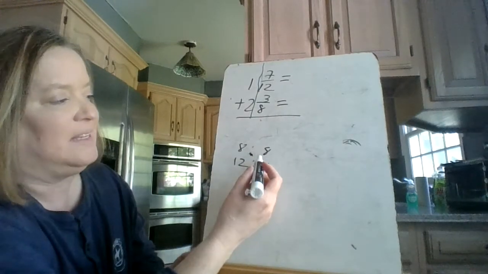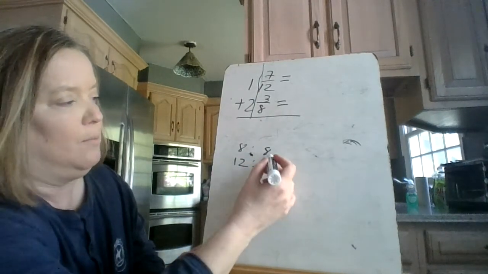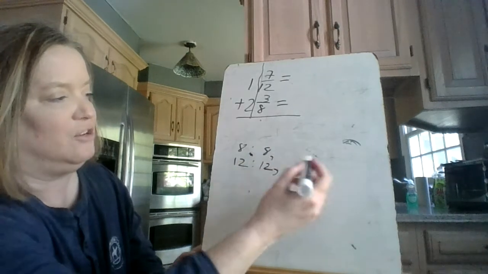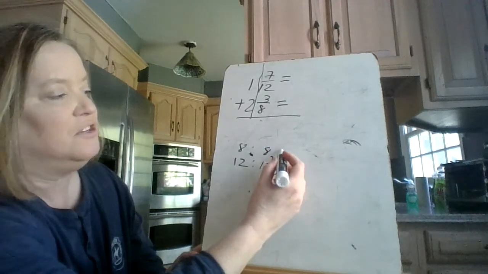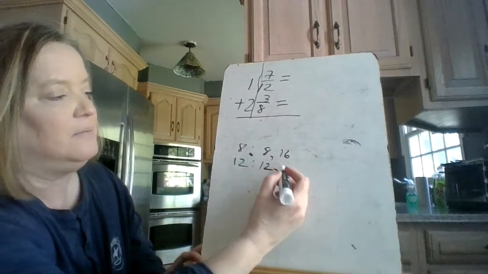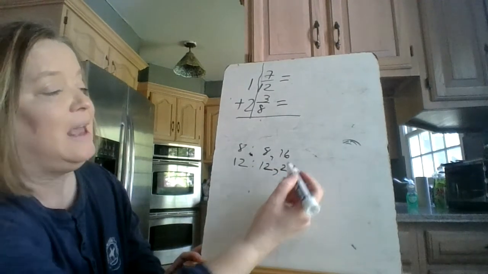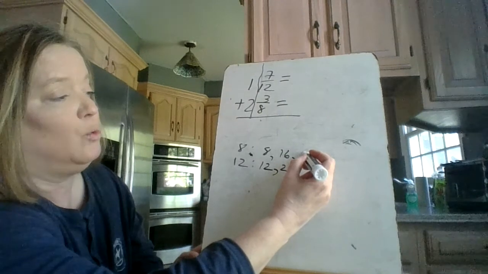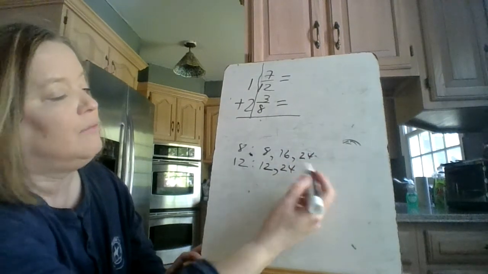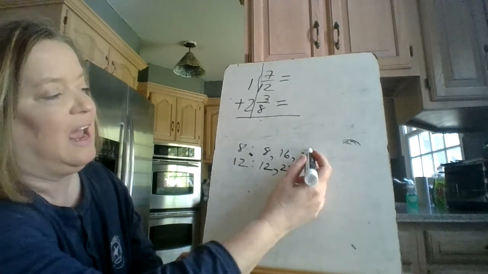So 8 times 1 is 8. 12 times 1 is 12. No match. I'm looking for a match in both rows here. 8 times 2 is 16. 12 times 2 is 24. I still don't have a match. But when I go back to 8s, 8 times 3 is 24. Okay? And I don't really need to keep going with 12 because I already have the match here.